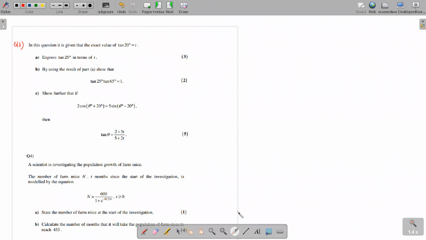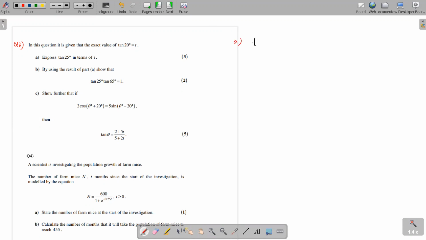Okay, so question number 3. In this question, it is given that the exact value of tan 20 equals t. Express tan 25 degrees in terms of t. Okay, so how do we do that? Express tan 25 in terms of t.